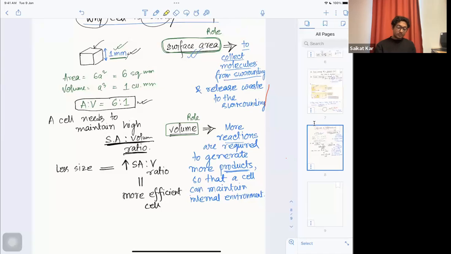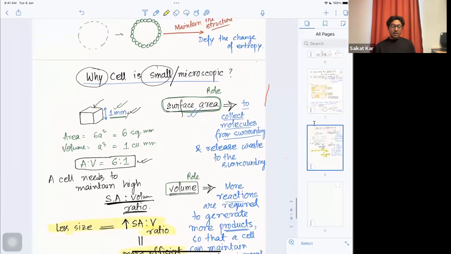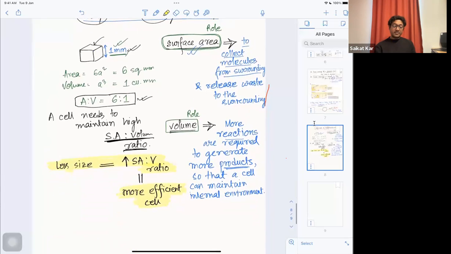Very important. The cell is very efficient. Why? Because now they can easily transfer waste products outside and easily acquire raw materials from outside, because the surface area is more in comparison to the volume it has. And what if the surface area increases slightly?